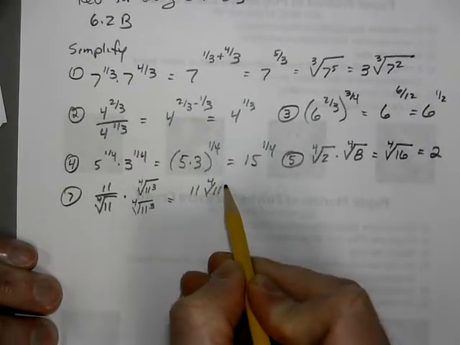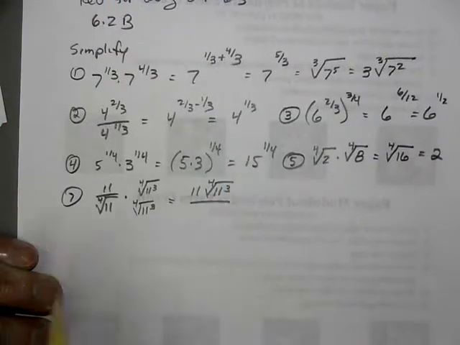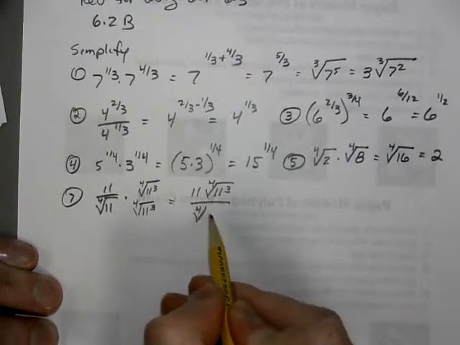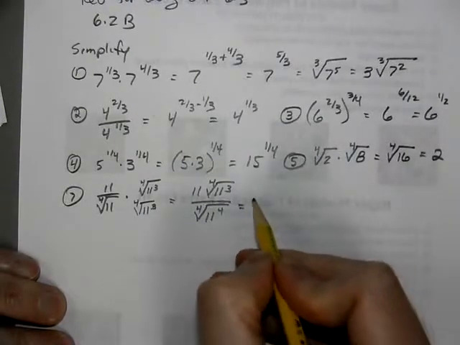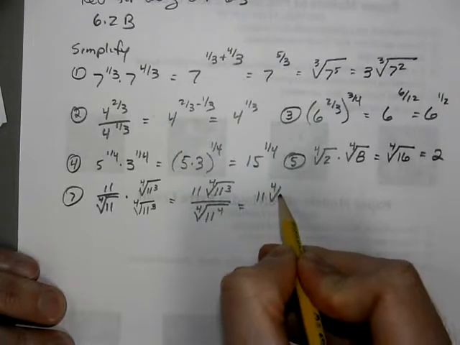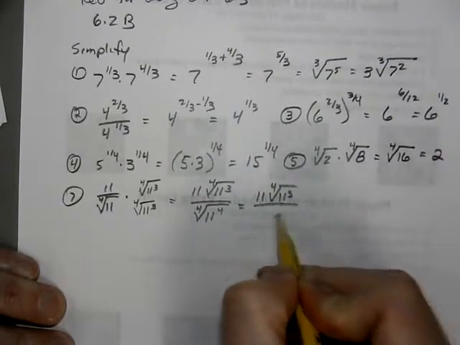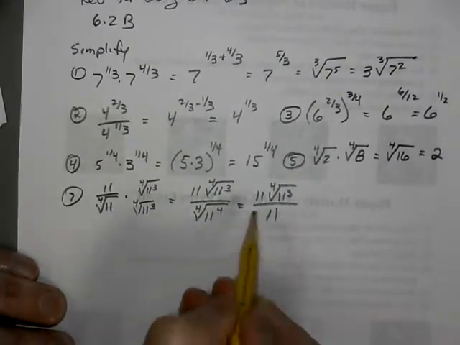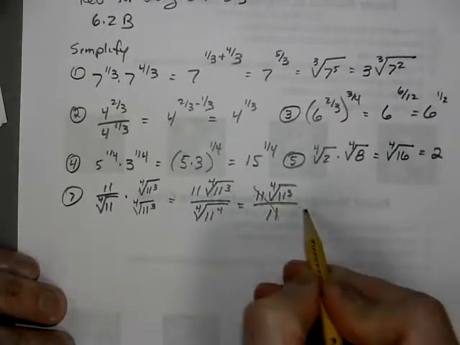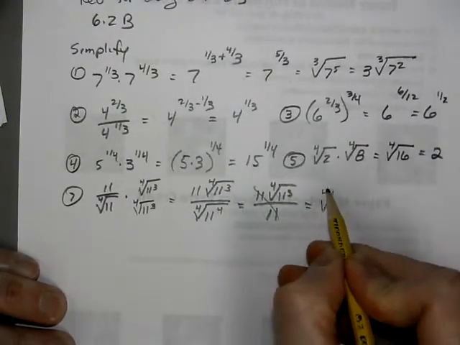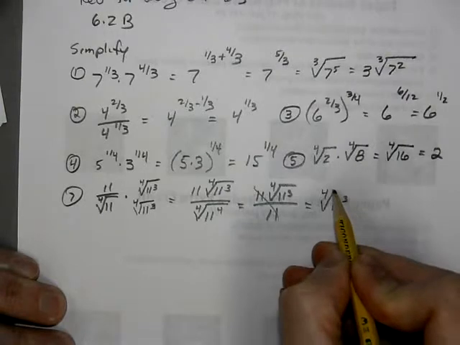The 4th root of 11 cubed over the 4th root of 11 to the 4th. Now I have 4 11s down there. And that's going to give me 11 on the bottom. And that can cross out with my 11 on top and give me the 4th root of 11 cubed.